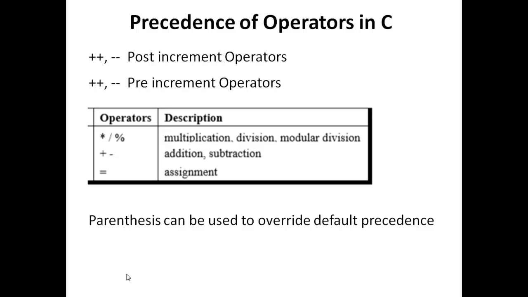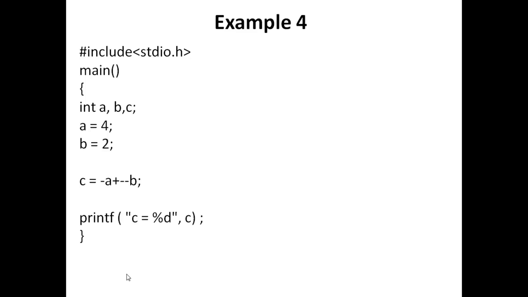Usually during the execution of an expression we look at the precedence, and brackets have the highest precedence. If you see this example, we are declaring three variables a, b, and c. a is equal to 4 and b is equal to 2, and we have the expression c is equal to minus a plus minus minus b. It's a pre-decrement operator. So instead of a we will have the value 4, instead of b we will have the value 1, so the value will be minus 3.